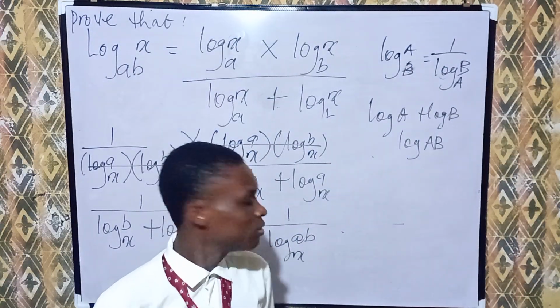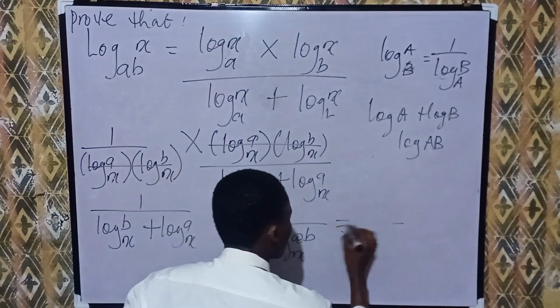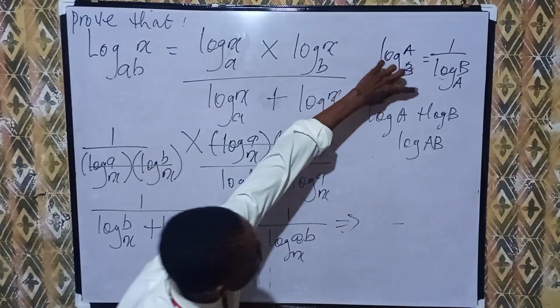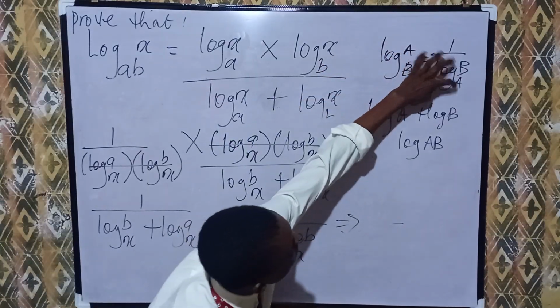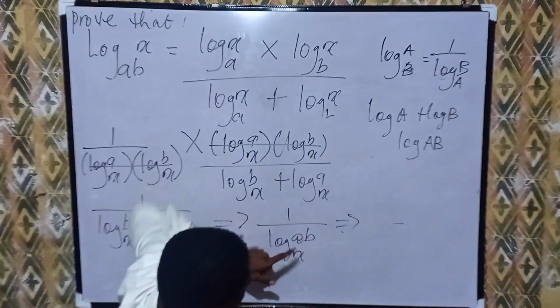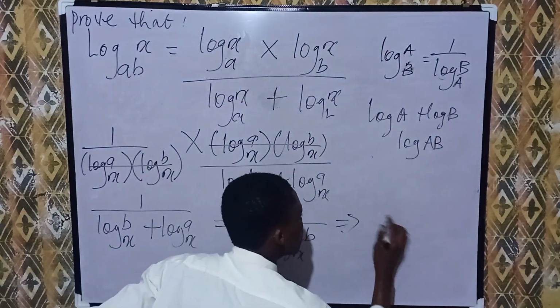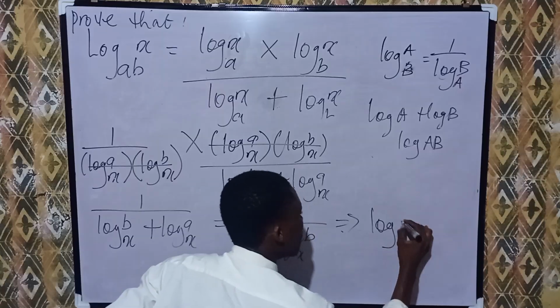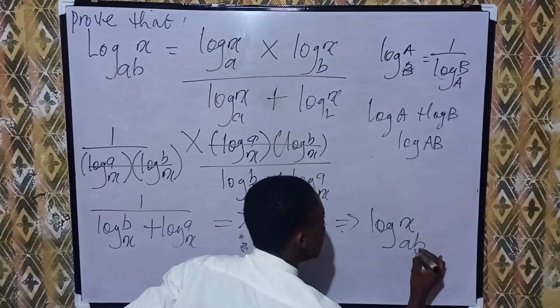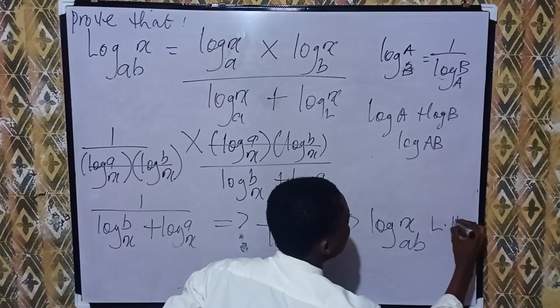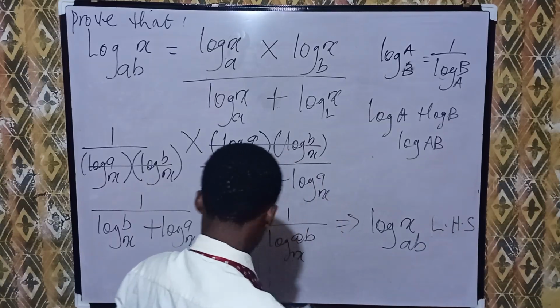And we are done. Now from here we say that the log and the base interchange their position. So this one is coming down and this one is going up. So this becomes log x base ab, and this is the left hand side.